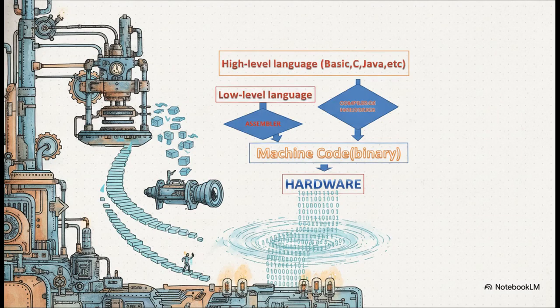And to get down that ladder, you need special translators. For those high-level languages, you use a complex program called a compiler. But for assembly, since it's already so close to the hardware, you use a much simpler translator called an assembler. But look, all roads lead to the same place, machine code. At the end of the day, it's the only thing the processor can actually run.